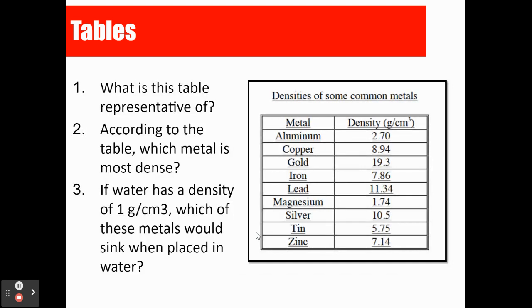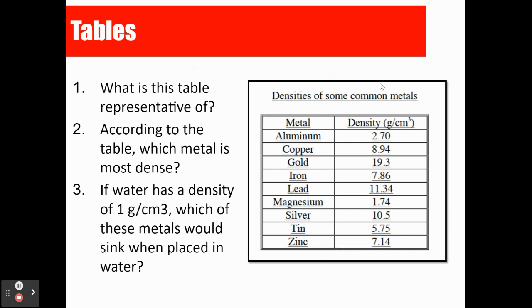All right, so we have our densities, with the metal and then the density. According to the table, which one is more dense? That's going to be the one with the highest density. All you have to do is peer around and see. Gold has the highest density. If water has a density of 1 gram for every cubic centimeter, which metal would sink? Anything over 1 is going to sink, and that is all of them. The table represents densities of some common metals.